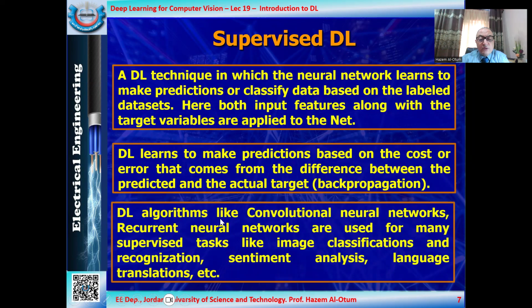In deep learning, algorithms like CNNs, convolutional neural networks, and let's say recurrent neural networks, are used very similarly in supervised tasks like image classification, image recognition, sentiment analysis, language translation, etc.